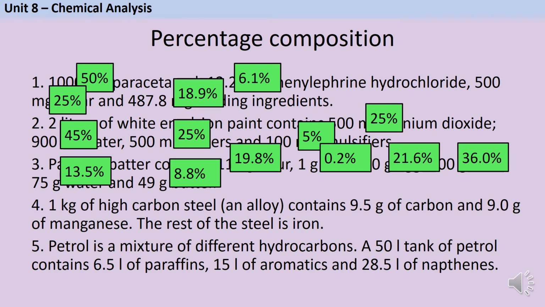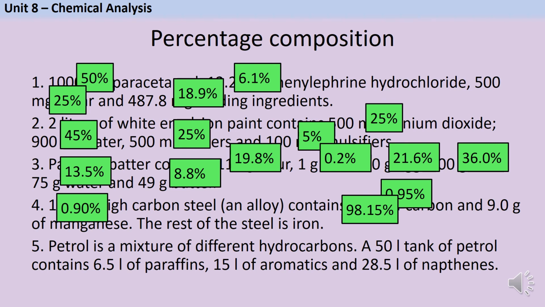Now for this steel, they haven't given us the amount of iron, they've just told us the total mass. So based on that total mass, I can work out that this is 0.95% carbon and 0.9% manganese, and I could then take those away and find out that the iron is going to be 98.15%. And then finally, looking at this petrol, we've got a 50-litre tank. So actually, I suppose in this question, we're doing the percentage by volume rather than by mass. So the 6.5 out of the 50 is going to be 13%, the 15 is going to be 30%, and for the naphthenes, that leaves us with 57%.